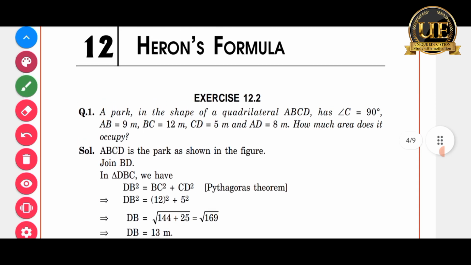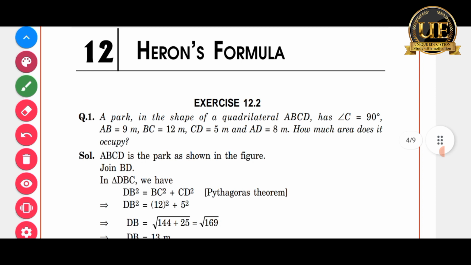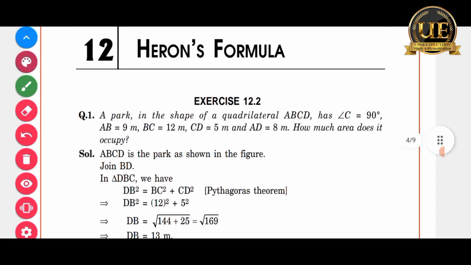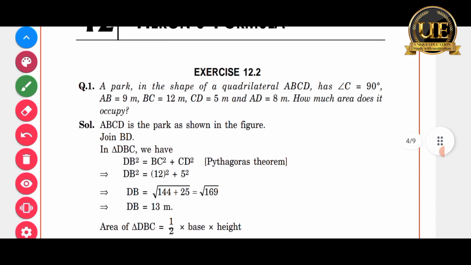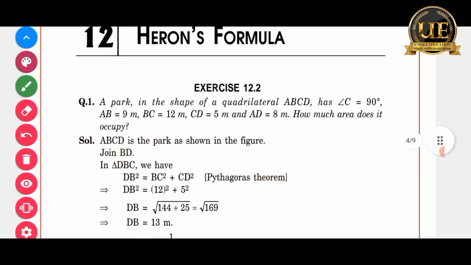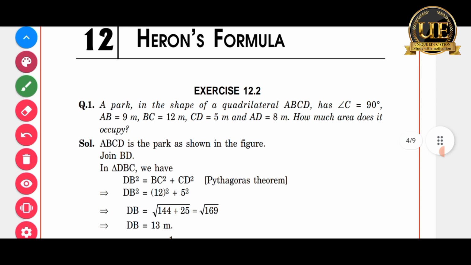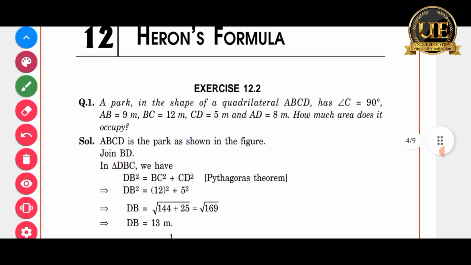Now we are going to discuss Heron's formula, exercise 12.2, class 9, chapter 12. The question is: a park in the shape of a quadrilateral ABCD. Angle C is 90 degrees, AB is equal to 9 meter, BC is equal to 12 meter, CD is equal to 5 meter, and AD is equal to 8 meter. How much area does it occupy? Okay, don't worry.